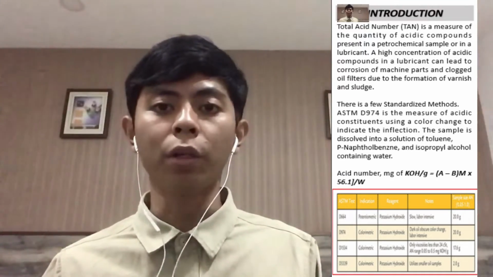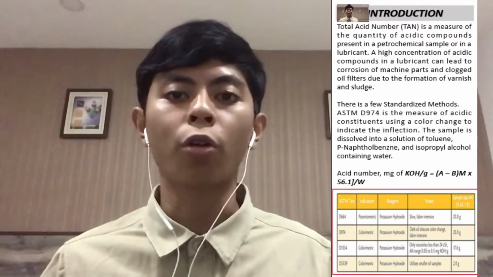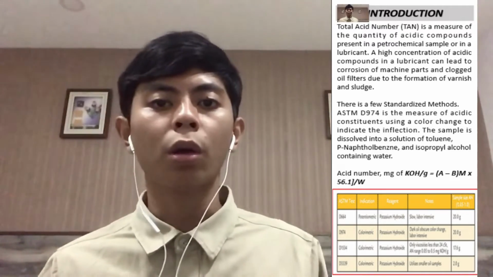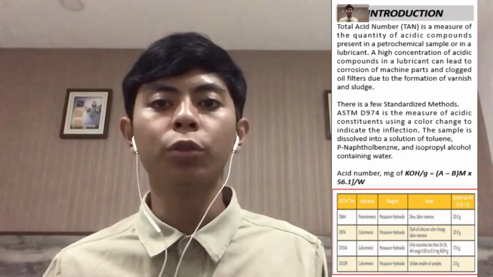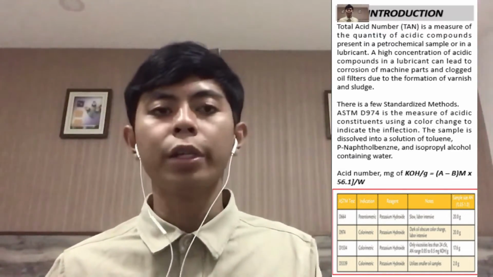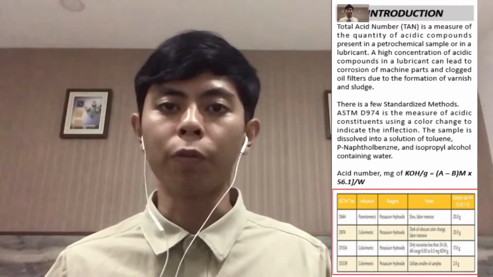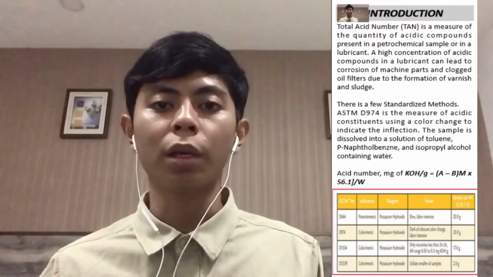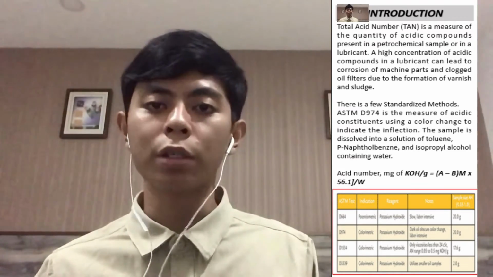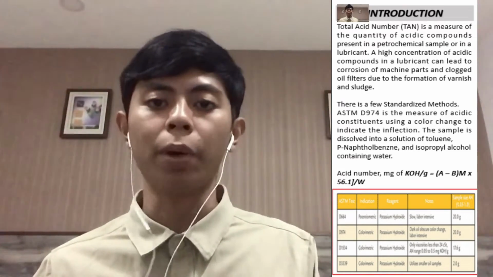A high concentration of acidic compounds in a lubricant can lead to the corrosion of machine parts and clog the oil filter due to the formation of varnish or sludge. This means that when we get a higher value of the total acid number, the machinery parts corrode more easily.